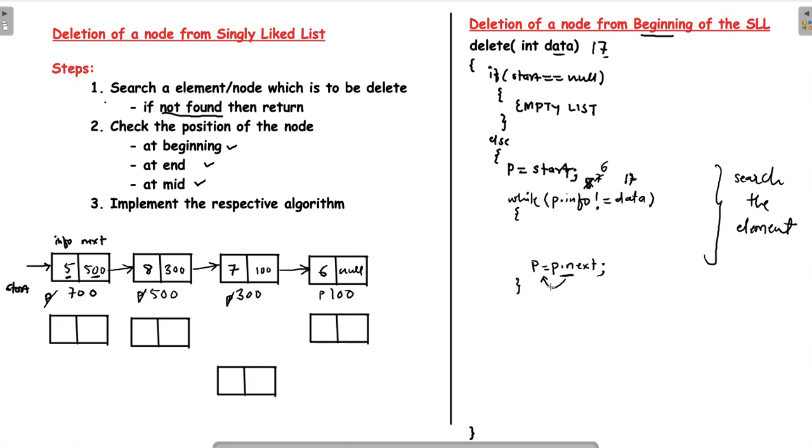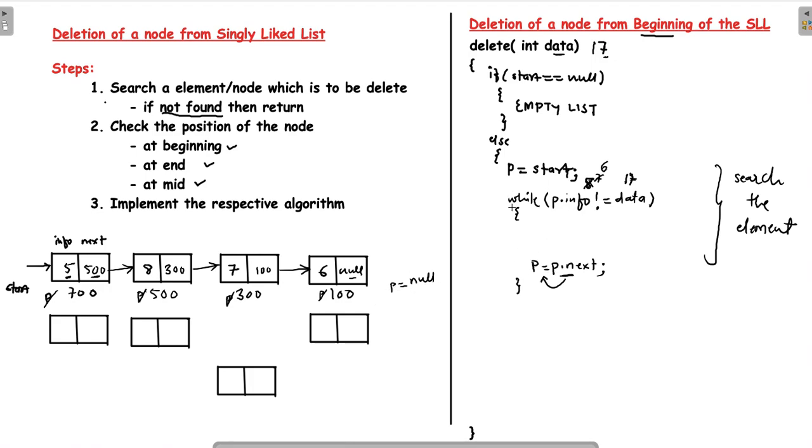6 is not equal to 17. So copy P of next into P. What is P of next? It is null. That will be copied into P. So P becomes null, and now you have not found 17 and your P is null. If this condition appears, it means that element is not present in the list. So you have to check this.